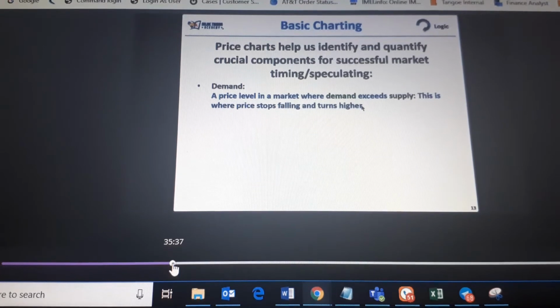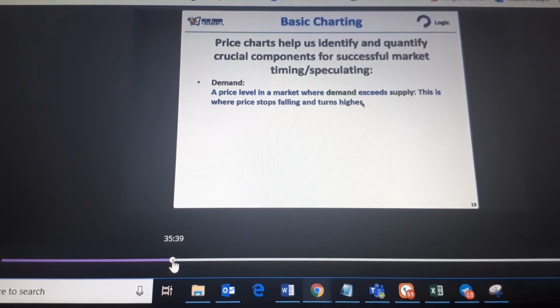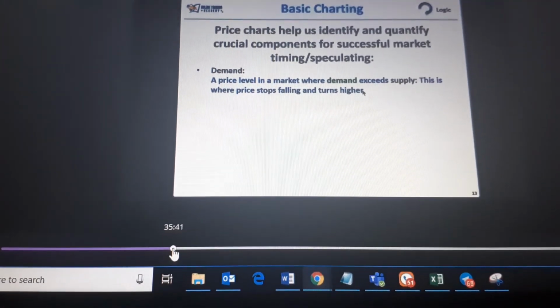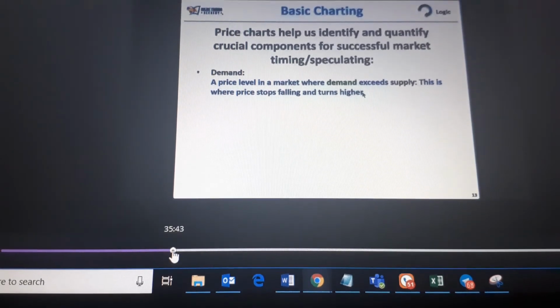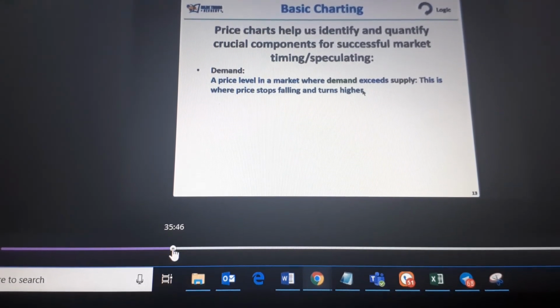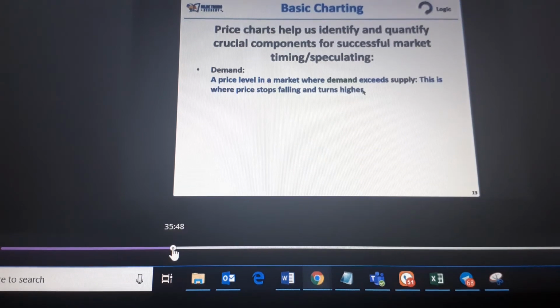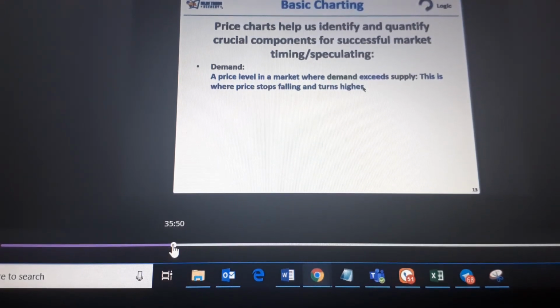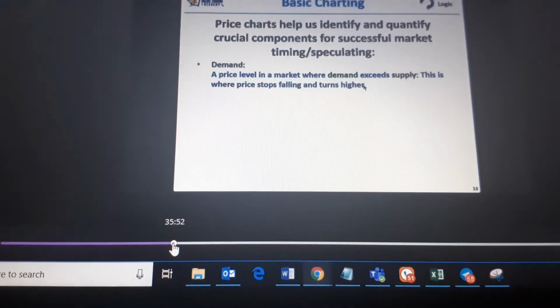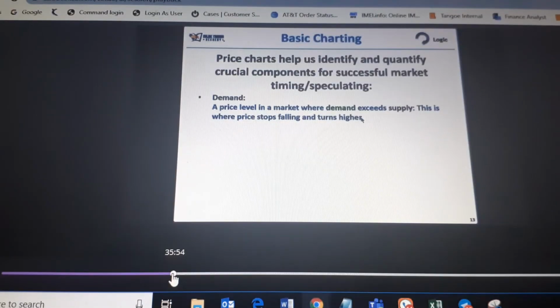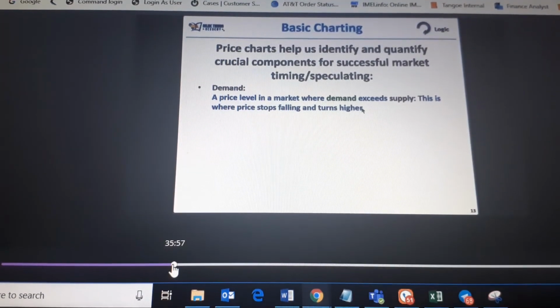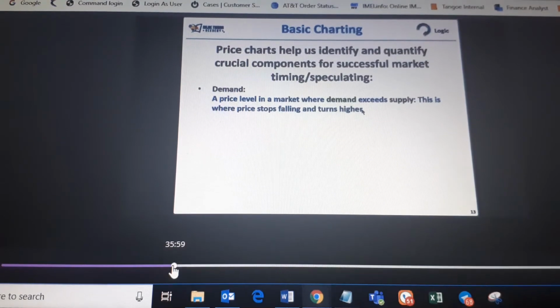So demand is a price level in a market where demand exceeds supply. Basically, demand will be a level where demand will exceed supply on the chart. So if the price is falling when it comes to a demand area, what will happen is the price will stop falling and it will reverse from the demand area.